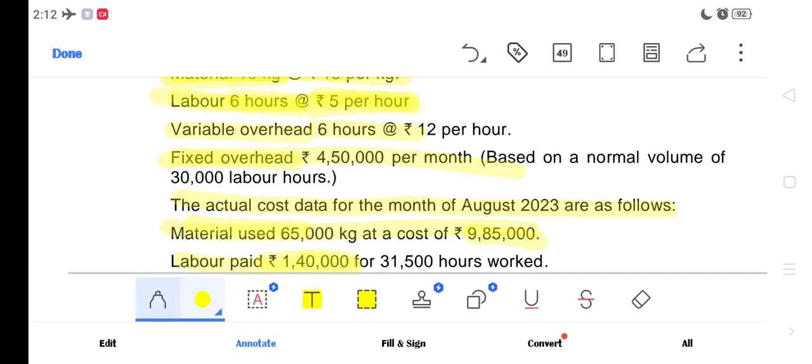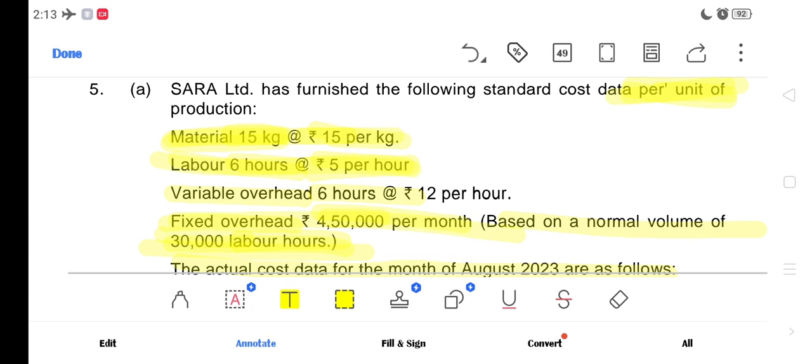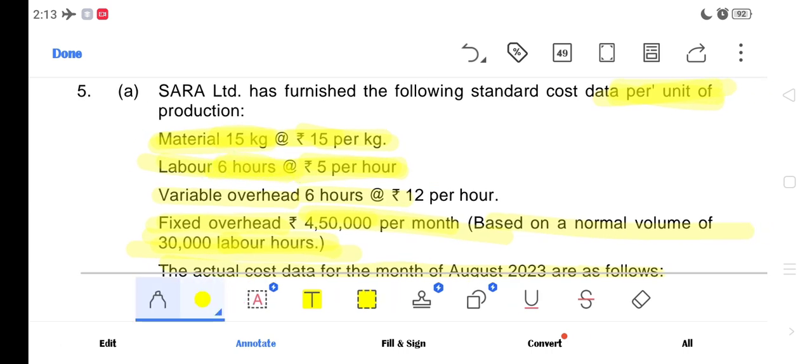Here, see, fixed overheads 4,50,000 per month based on the normal volume of 30,000 labor hours. So if we divide 4,50,000 by 30,000 labor hours, you get 15 rupees per labor hour, right? How many labor hours are required per unit? Here they have given, per unit 6 hours.